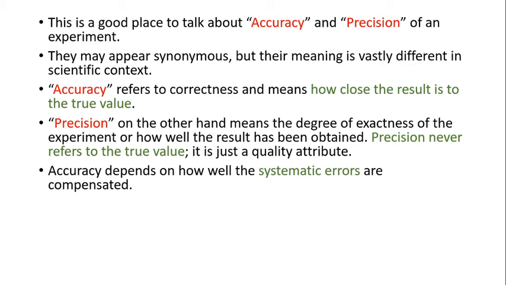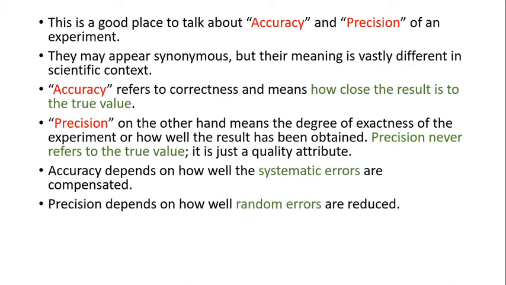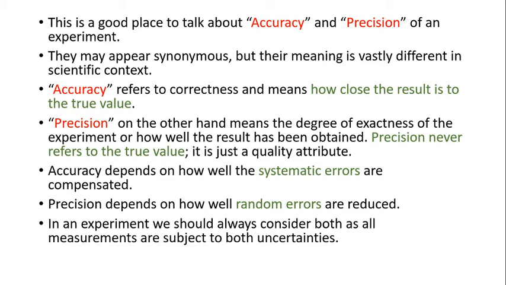In terms of error, accuracy depends on how well the systematic errors are compensated, whereas precision depends on how well the random errors are managed. In an experiment, we should always consider both, as all the measurements are subject to both sort of uncertainties.